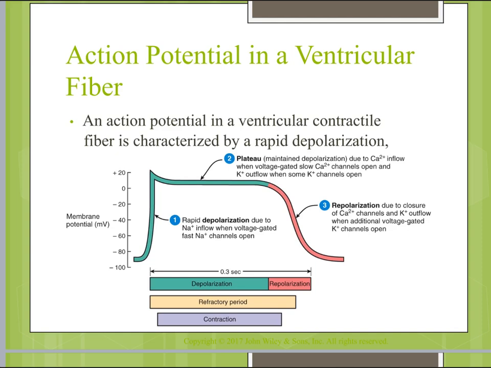Now, it looks a little different than our muscle fibers. An action potential in a ventricular contractile fiber is characterized by a rapid depolarization. So that's step 1. And that's good because once we hit threshold, we rise quickly up to plus 20. This is due to those voltage-gated fast sodium channels opening. Then we get this plateau phase. Now that plateau phase is important. We're maintaining that depolarization because we're allowing calcium inflow when the voltage-gated slow calcium channels open, and the potassium outflow channels are opening as well.